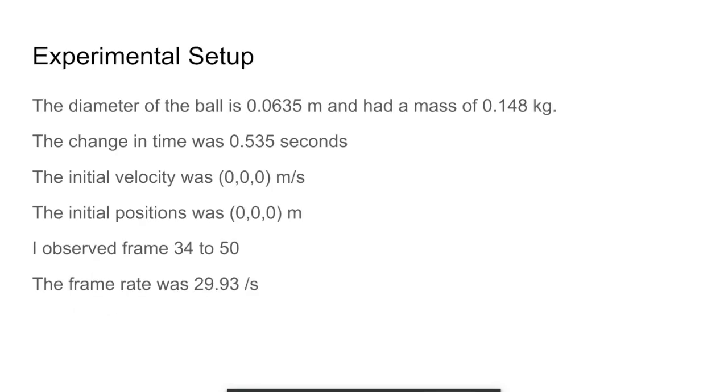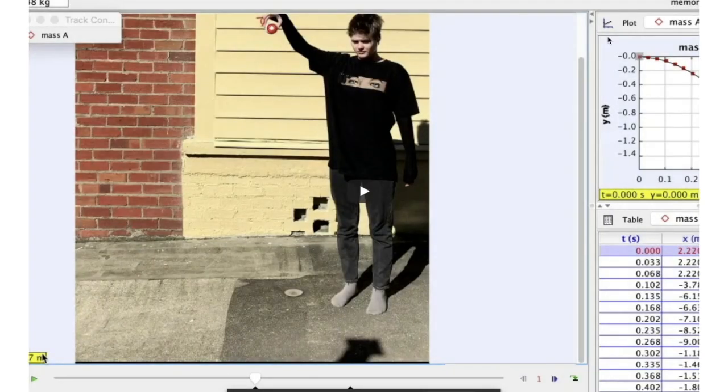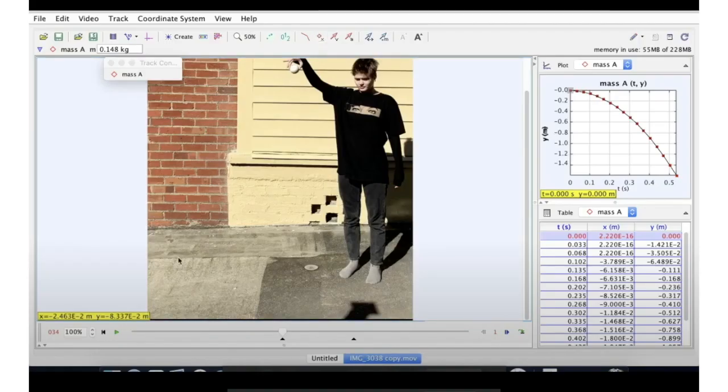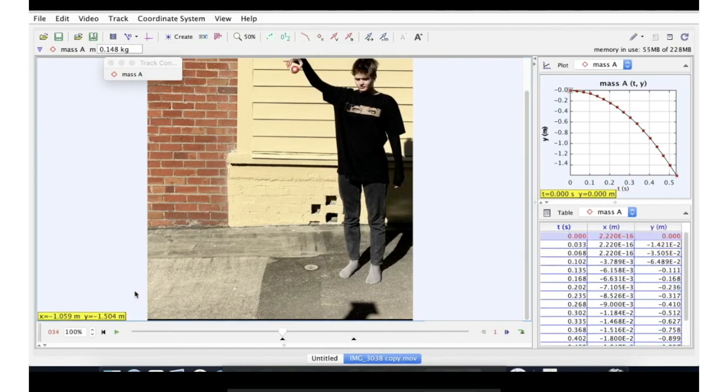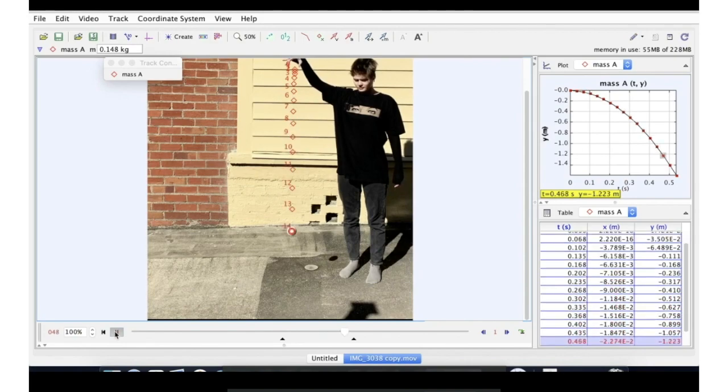Here is the experimental setup. Here's the video I took and uploaded into Tracker to analyze. And you can see the graph in the top right corner has a nice concave shape showing that there's an increase in the position as the time changes, which means there's a change in the velocity of a falling ball.